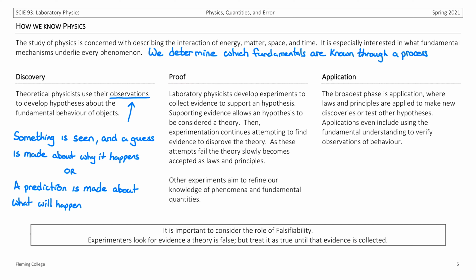So these are laboratory physicists, and they'll often develop experiments to collect evidence trying to support a hypothesis that a theoretical physicist came up with. Once they find enough evidence to support that this hypothesis is possible, then experimentation will continue, and it'll actually shift focus towards attempting to find evidence to disprove that theory. And as those attempts fail, a theory based on that hypothesis slowly becomes accepted as either a law or a principle.